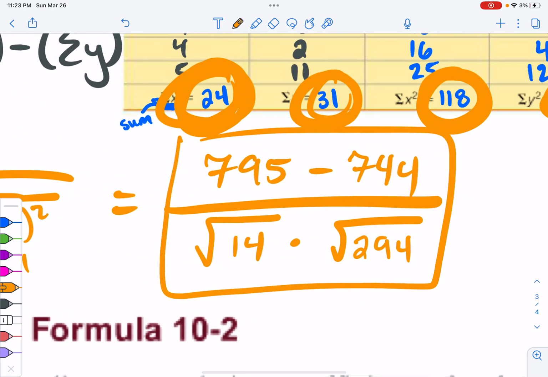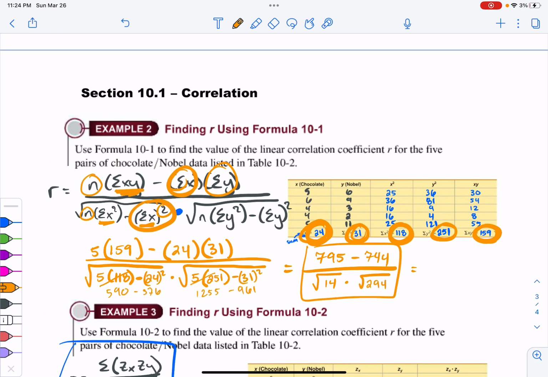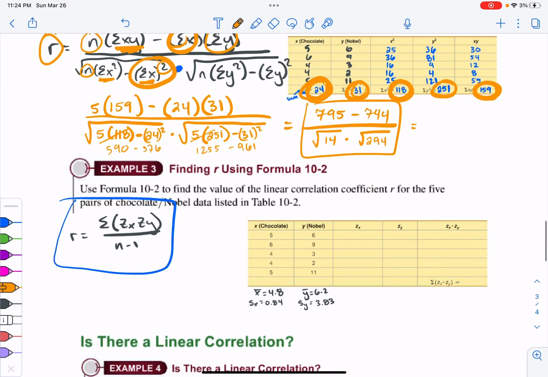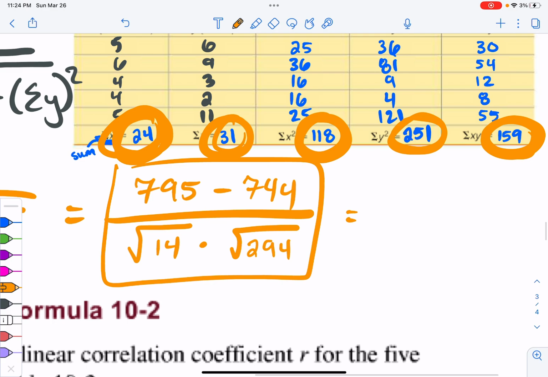All right, so I got it to this point. So what I want you to do is go ahead and finish this out and find what that R value is. And then we'll talk about whether it's a good R or a bad R or a positive R or a negative R. We'll talk about what that is tomorrow, okay? And then we'll calculate the other method as well. Go ahead and finish that out, find out what that R value is.